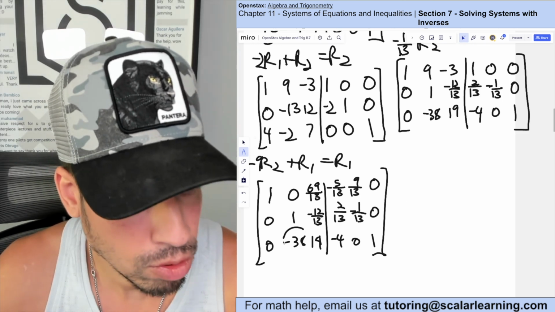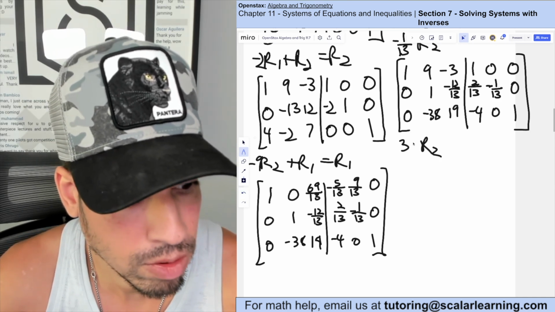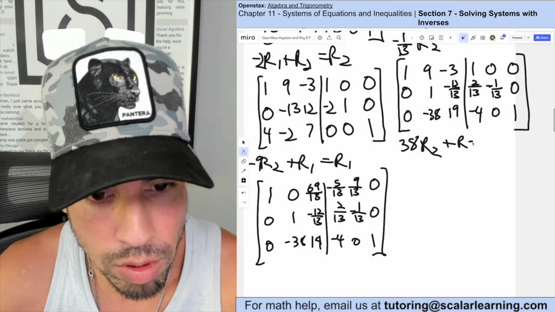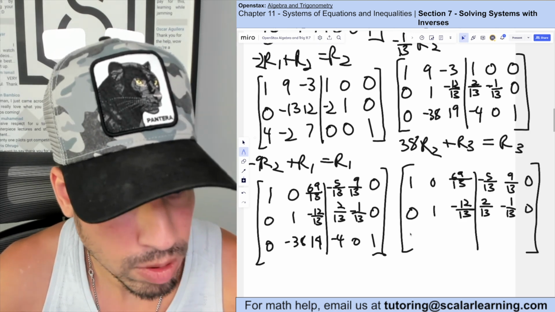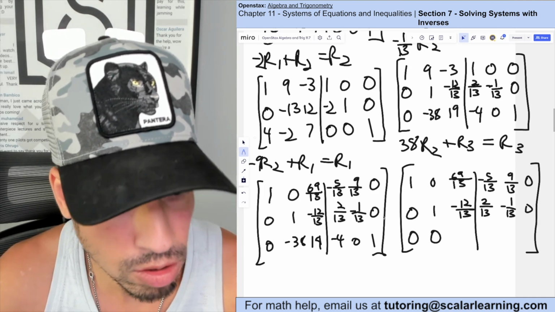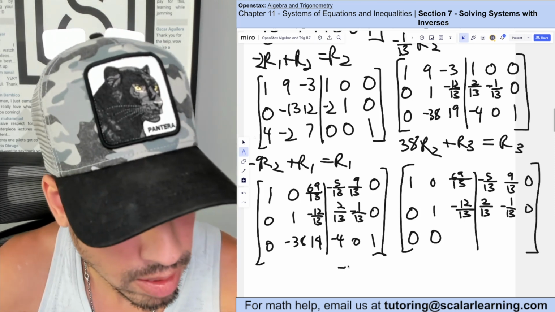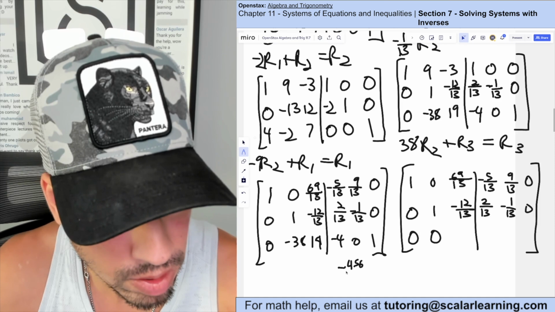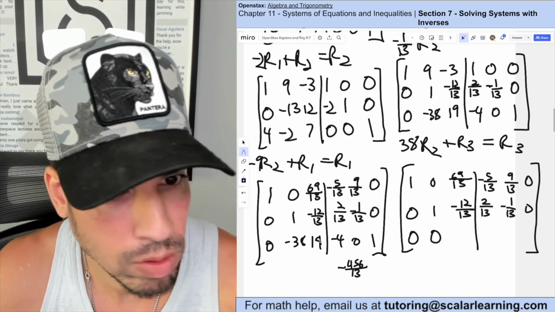Now I'd love to zero this one out. So I'm going to multiply row 2 this time by positive 38. Add it to row 3 to get a new row 3. Let's check it out. So we got 38 times 0 plus 0 is 0. 38 times 1 is 38 plus -38 is 0. All right. Now we have 38 times -12. That's -456 over 13. And then we're adding that to 19, right?